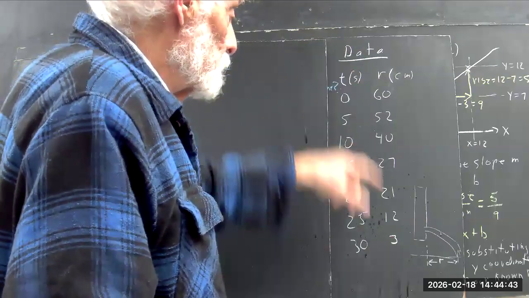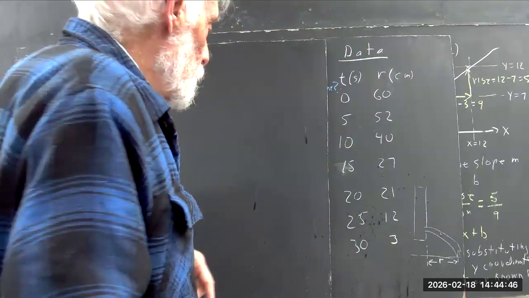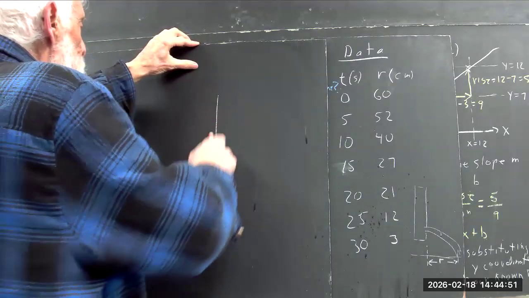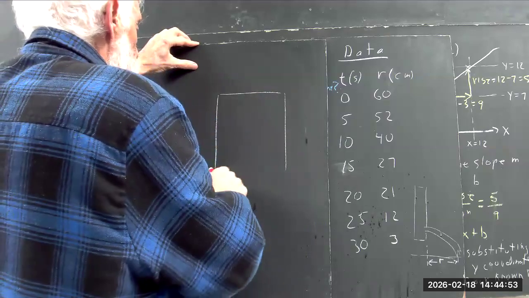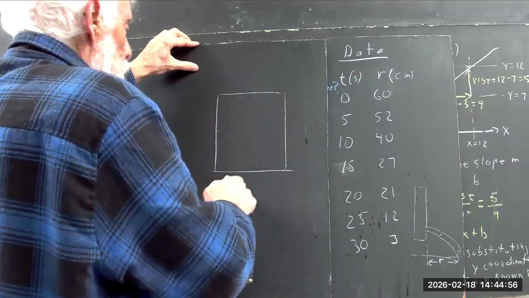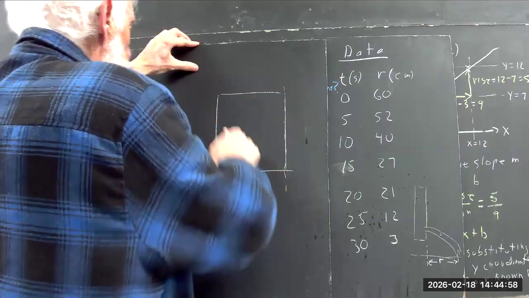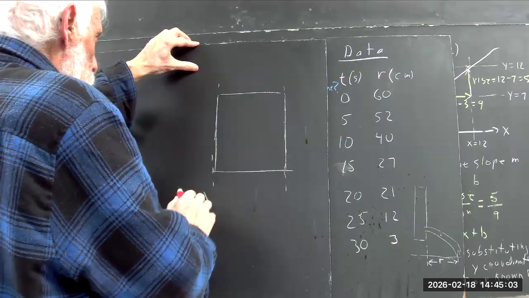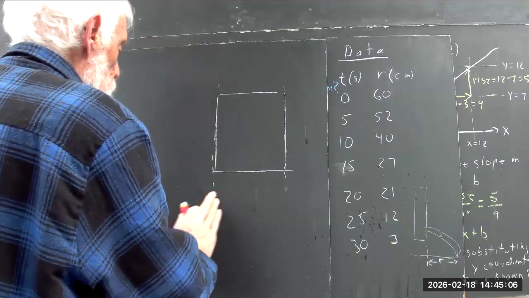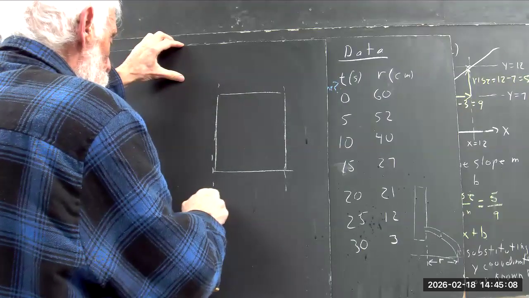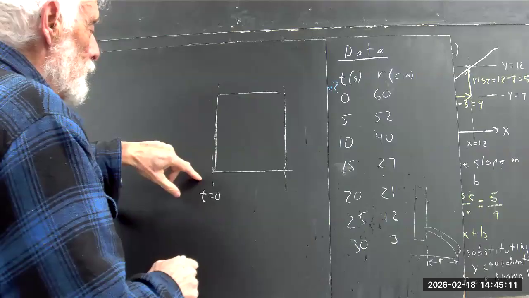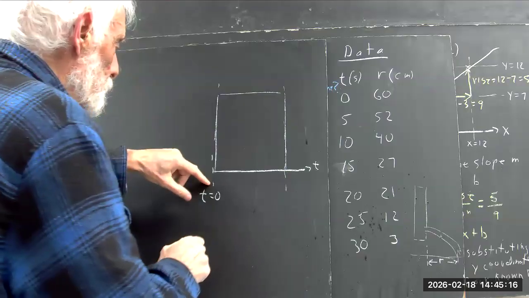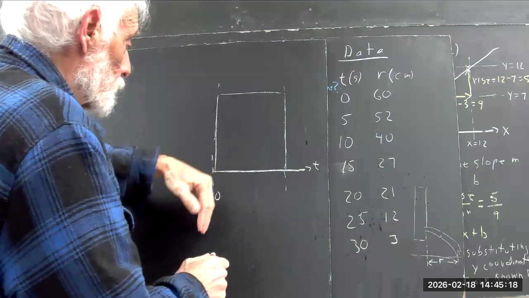Well, there's some good data. We can graph that data. Enough to construct the graph. There are lots of ways to do this, but I'm going to draw a rectangle. And I'm starting to write x. There's no x in here. I'm going to say time goes in this direction. And t equals 0 right here along this vertical line.